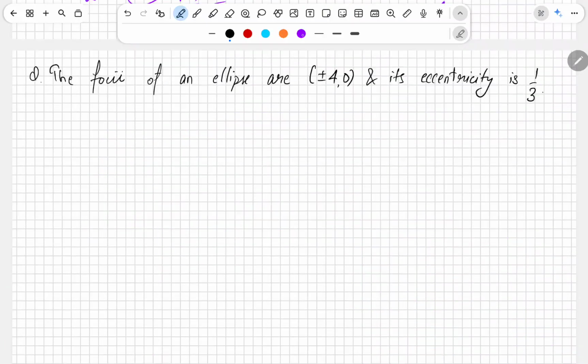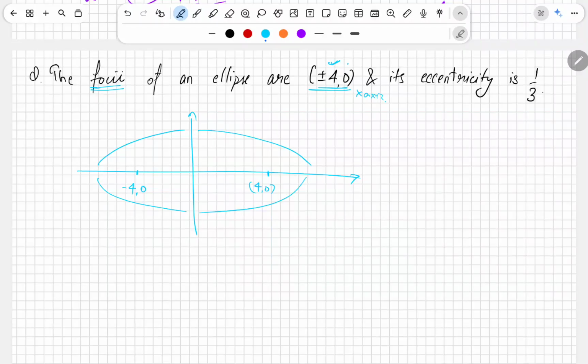Okay, let's read this question, which says the foci of an ellipse are given. So x coordinate is given, y coordinate is 0. That means they lie on the x-axis. So on x-axis, first focus is 4, 0. Another focus is minus 4, 0. So the ellipse would look something like this. Center will be at 0, 0, and these are the 2 foci.